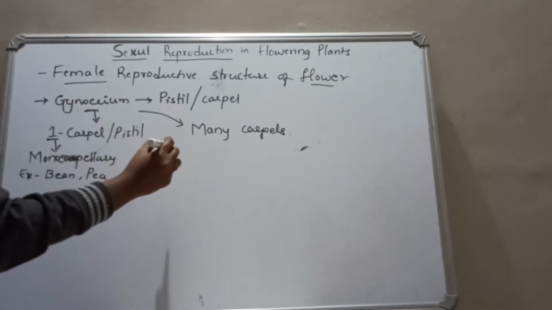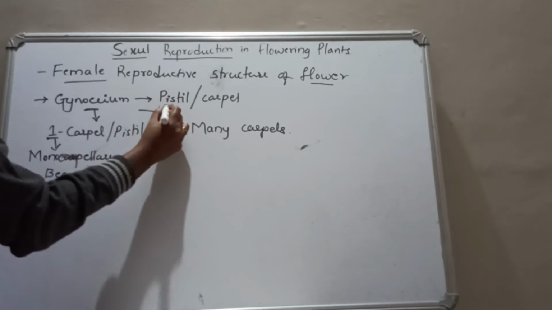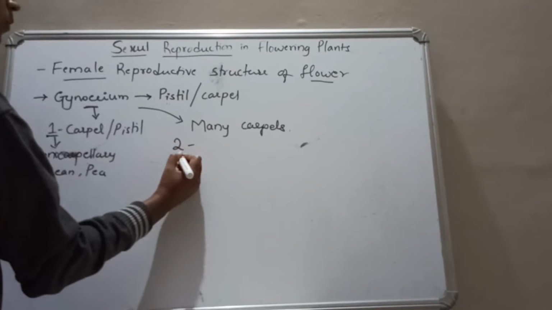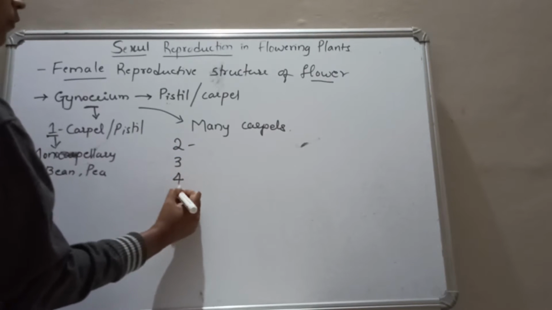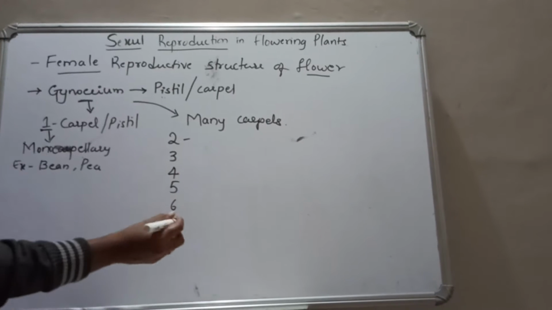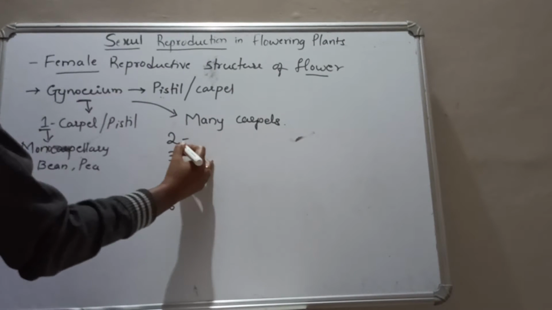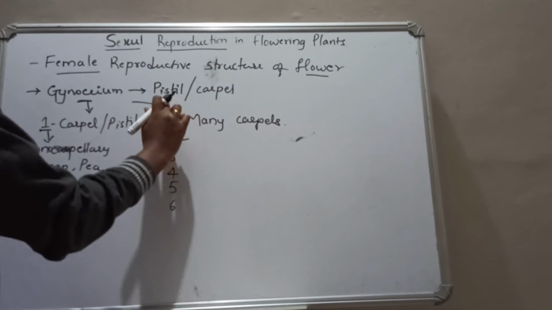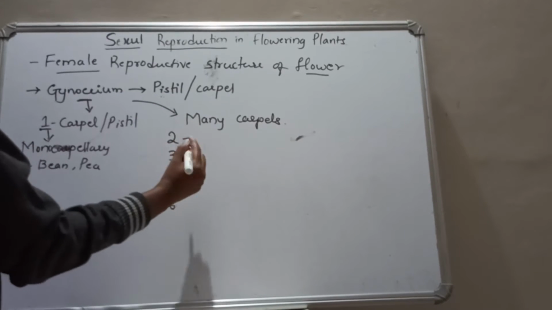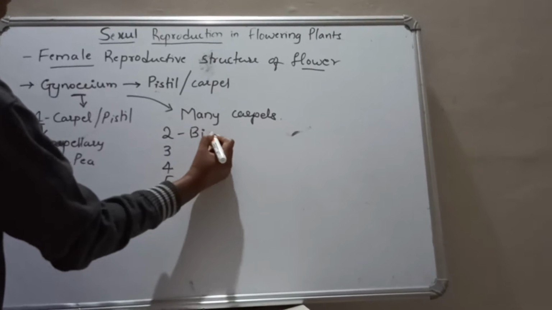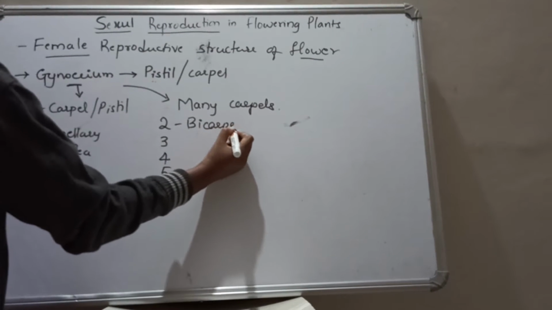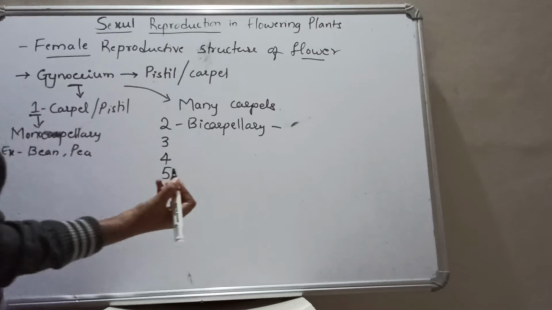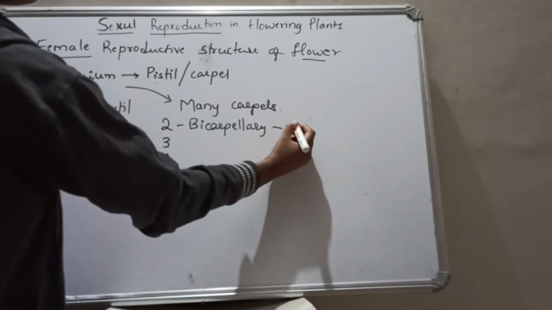In some flowers, the pistil is made up of many carpels, for example 2, 3, 4, 5, 6. If the pistil is made up of 2 carpels, it is called bicarpellary. An example of bicarpellary is sunflower.